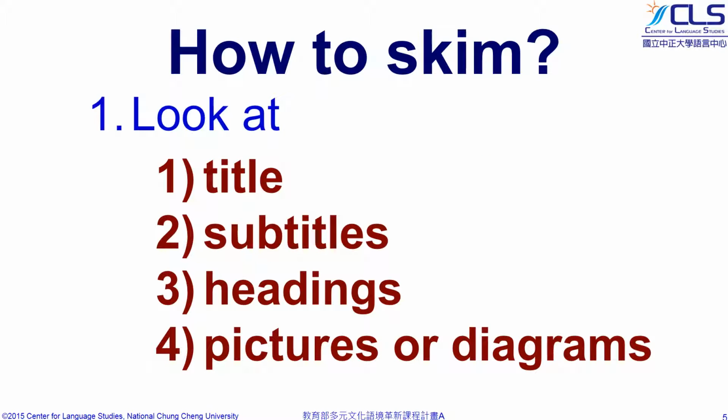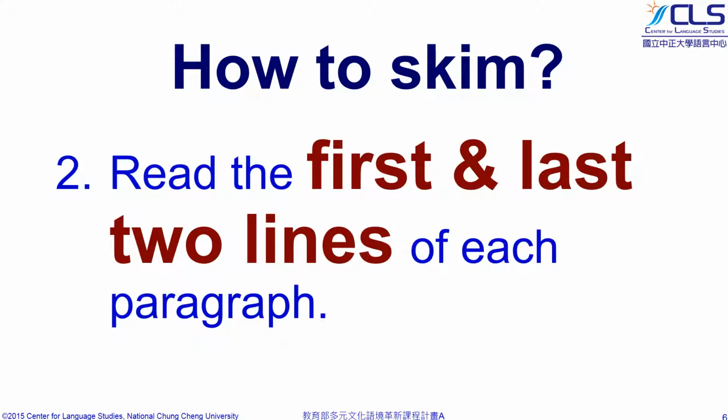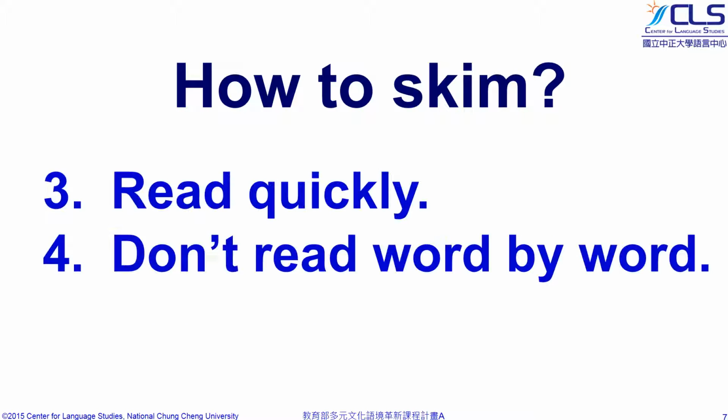When we skim, we first look at the title, subtitles, headings, and the pictures or diagrams in the reading. Then, instead of reading the entire passage, we focus on the first and the last two lines of each paragraph. Remember, when we skim, just quickly browse the contents. Don't read word by word.